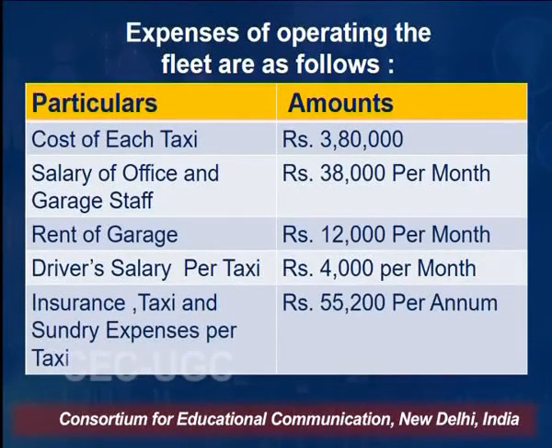Now expenses of operating the fleet are provided by the transporter. Cost of each taxi is reported to be rupees 3,80,000. Salary of office and garage staff is 38,000 per month. Rent of garage is 12,000 per month. Driver's salary per taxi is 4,000 per month. Insurance, taxi and sundry expenses per taxi is given to be 55,200 per annum. So some of the costs are given per annum, remaining are provided for per month. Like insurance, taxi and sundry expenses are reported for every year. It is per annum cost. Rest all are the monthly cost. Cost of taxi is of course one time cost.